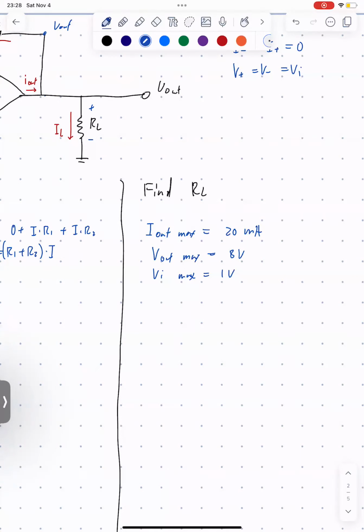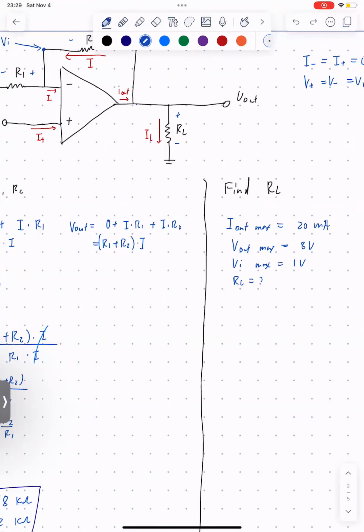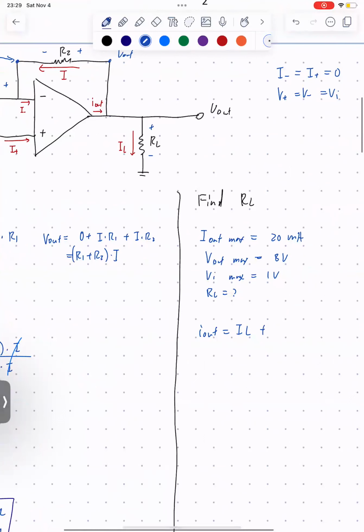So we want a way that we can express all these in an equation so that we can adjust RL to be the value that would minimize it according to our values. So let's write down the equation that will relate these two. If we do a KCL over here, we know that I out equals I_L plus I. In this case, we just have to find how it relates to I and to IL.